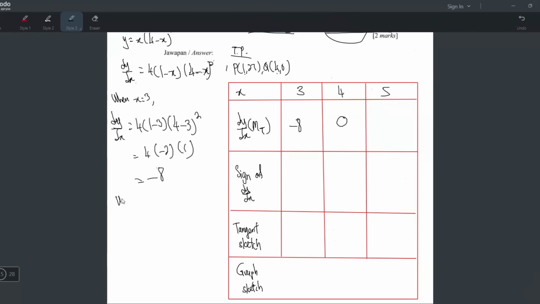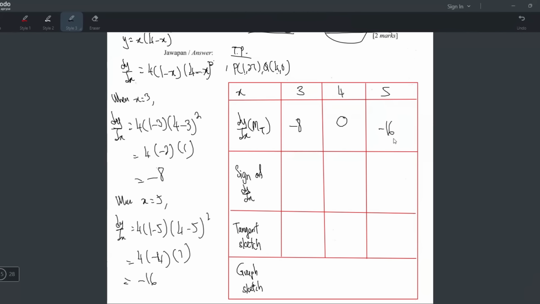All right, next one is when x equals 5. So your dy/dx is equal to 4(1 minus 5)(4 minus 5) squared, like that. 1 minus 5 is negative 4, and then 4 minus 5 is negative 1, squared is 1. So I'll just write 1. Okay, 4 times negative 4, negative 16. So negative 16 here.